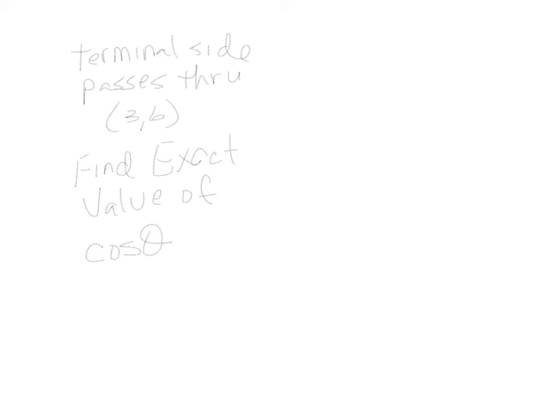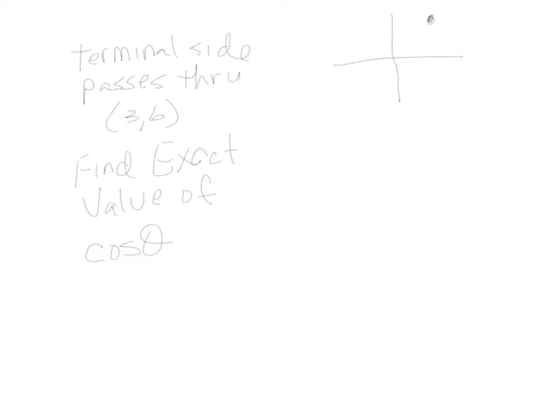So what we want to do to solve this, we want to begin by plotting that point. The ordered pair is 3, 6. So think about plotting that point. You're going to go over to the right 3, up 6. Here is the point. Now, draw the reference triangle in this quadrant.